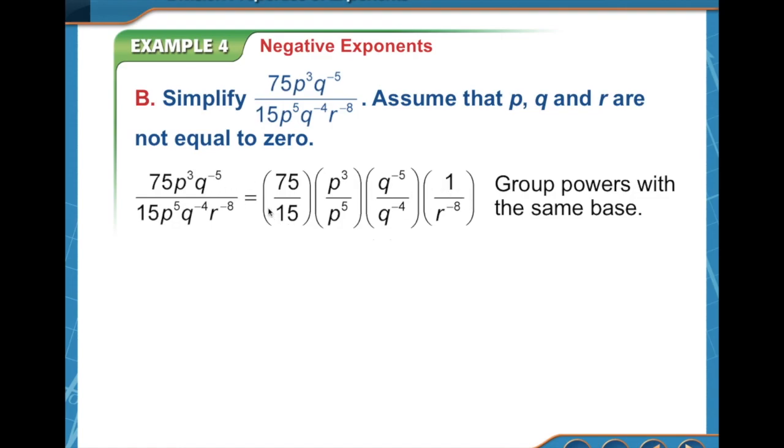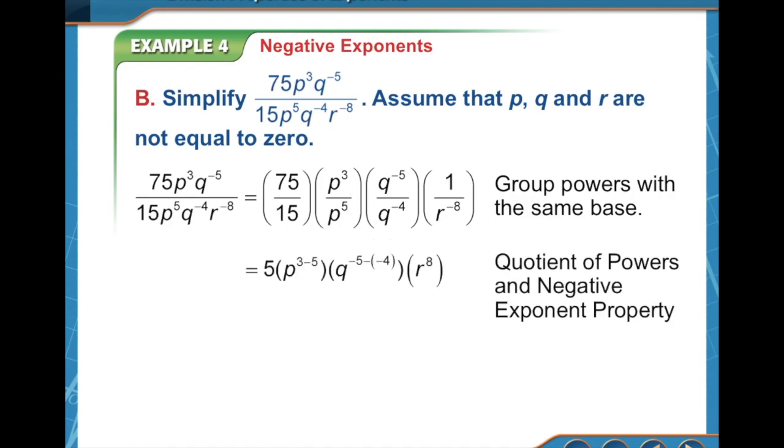Now after you group it, you can simplify each one of these and then bring them back together. So you can think about 75 over 15 is just going to give us a number. P to the 3rd over P to the 5th. If you divide, you subtract your powers. So if you rewrite each one of these as a subtraction problem, here we get 5, the number. Here you get P to the 3 minus 5, looks like this.